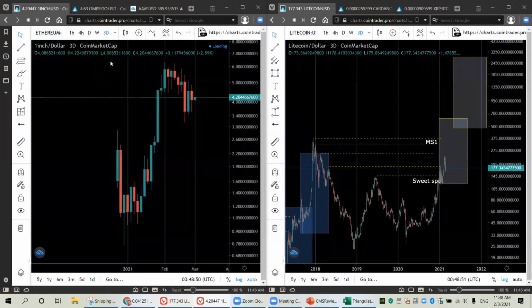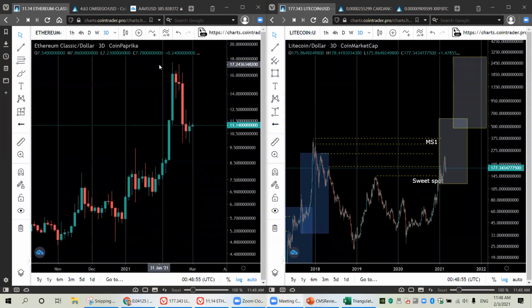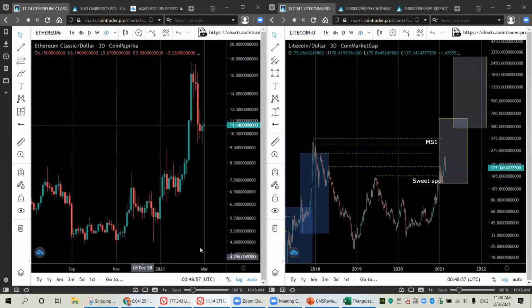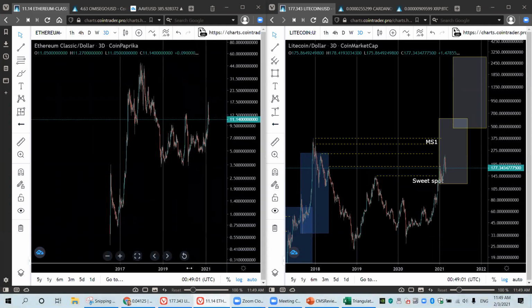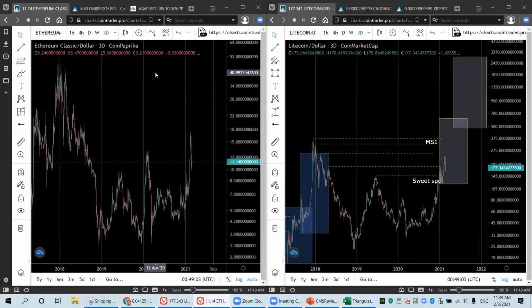Classic, I haven't looked at Classic for a long time. It should be doing fairly well because of its correlation. It's not doing very well compared to Ethereum, is it? Looks like it's on F5 as well. It's definitely going up to the moonshot area up there. Whether it's going to $30, $50, we'll see. Easily a 3x.